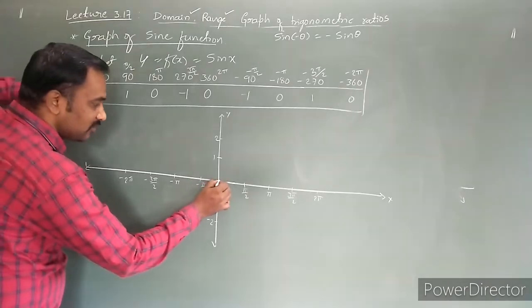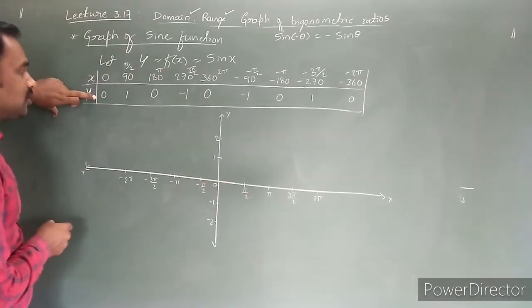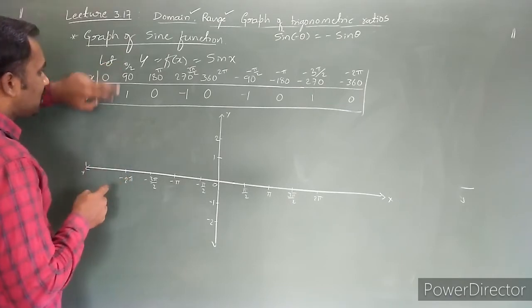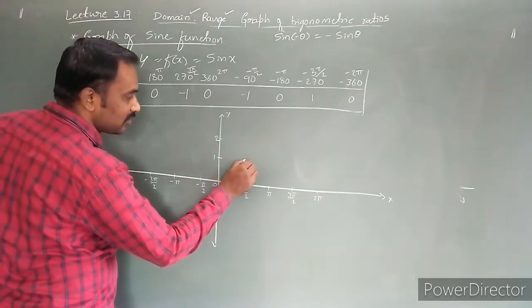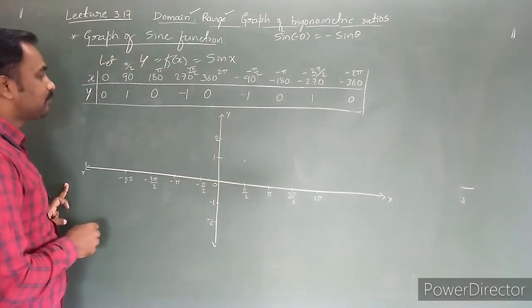Where is the (0, 0)? This is the (0, 0). Next, (π/2, 1): on the x axis π/2, on the y axis 1. So it is (π/2, 1).